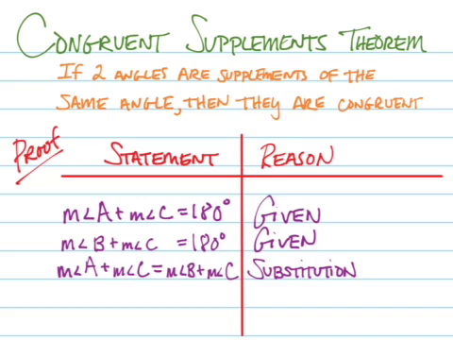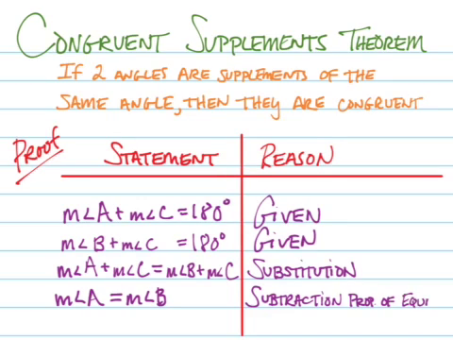And this time I did use substitution. Where I see 180 degrees, I can take that out and substitute in measure of angle A plus measure of angle C. I use the substitution property. If I want to get A and B by themselves, what do I need to take away from both sides? C. So I subtract it. My reason is the subtraction property of equality.